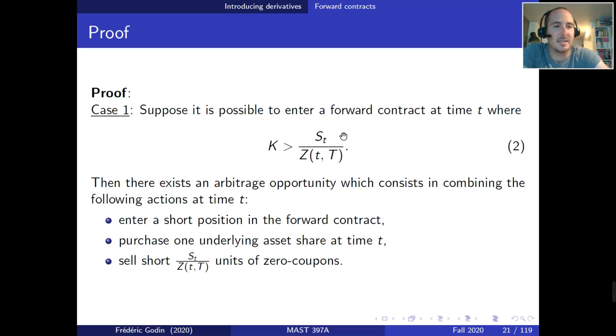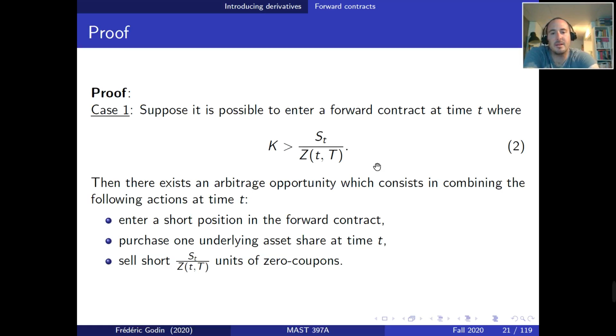So the first case, which will lead to a contradiction, is what happens when the strike price is strictly greater than S small t divided by the zero coupon bond price. Then what we're going to show is that if this is the case, then there will be an arbitrage opportunity. And this is precluded by our previous assumption. So if we show that having this inequality implies the presence of arbitrage, then this shows that this is not possible.